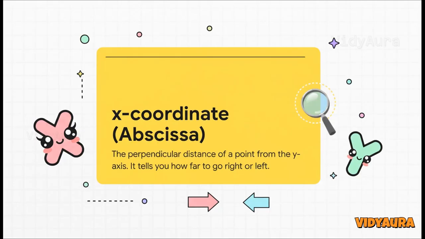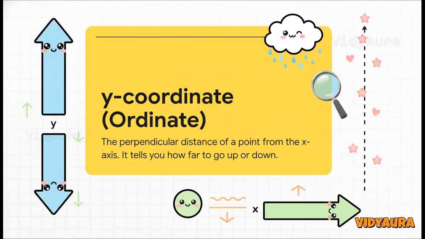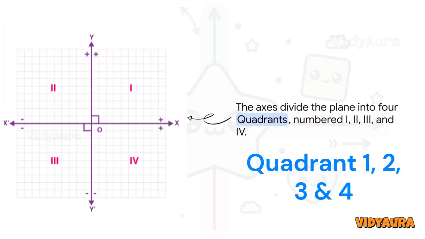So, the first part of any address is the x-coordinate. Now, it has a fancy name, abscissa, which you might see in your textbook, but all it really means is this: how far do you have to go left or right from the center? And the second part of the address, that's the y-coordinate. Its fancy name is the ordinate, and it just tells you how far you need to go up or down. Hey, take a look at the plane. Do you see how the two axes cut it into four perfect sections? We call these quadrants, and there's a specific way to number them. We start in the top right, that's quadrant I, and then we go counterclockwise, II, III, and IV.